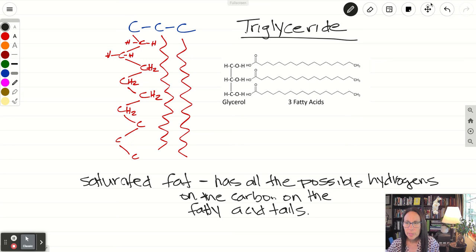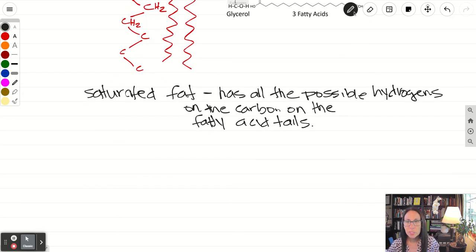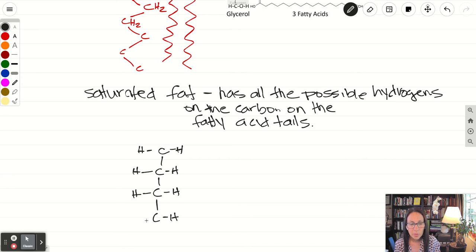I'm going to draw a little picture here just to give you a better idea. This is just for one of the tails, or 2 or 3. If one of the tails has all the hydrogens, then it's considered saturated. Let me draw a carbon with 2 hydrogens on it, and then another carbon with 2 hydrogens, another carbon, 2 hydrogens, and so on. If the whole tail has all the hydrogens possible, it is called saturated.